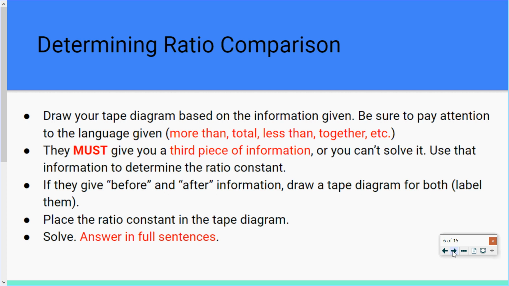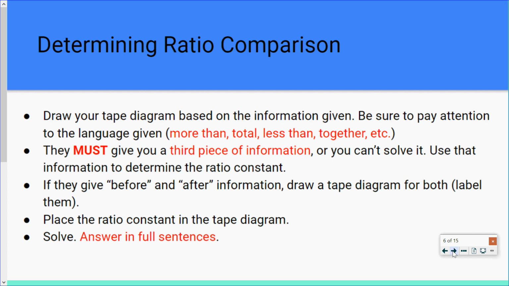If I'm looking at total, I'm going to have to add up all of the boxes in my entire tape diagram. Okay? If I'm looking at less than, I'm looking at how much fewer does one have than the other. Make sense? You'll get some practice on this to help you to pull that in. Okay? They must give you a third piece of information or you can't solve it. You're going to use that information to determine your ratio constant. Hint, this language that they're talking about on this top part is going to give you the clue as to which part of your tape diagram you're looking at in order to determine your ratio constant. Quite honestly, guys, today's lesson is about figuring out the ratio constant. But using that tape diagram successfully will help you do that.